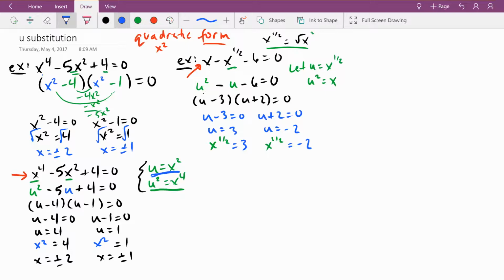We could square both sides if it's easier for you, or you could rewrite it like this. Either way, it really doesn't matter. So squaring both sides, we have x is 9. And notice this one, if I squared it, I would come up with x is 4. If you go and check that, though, it's not going to work.